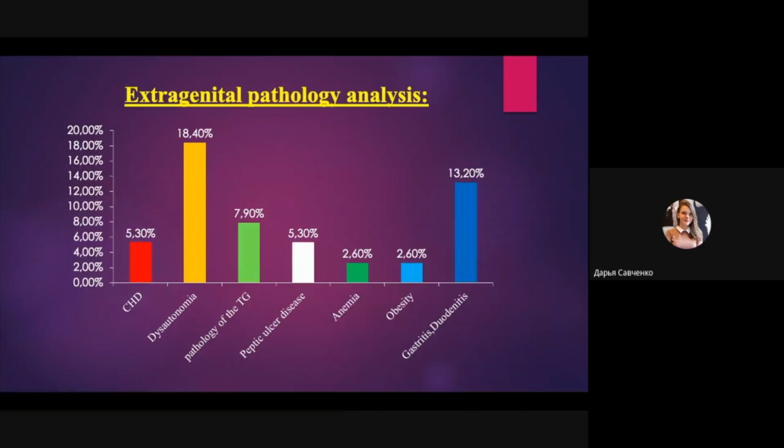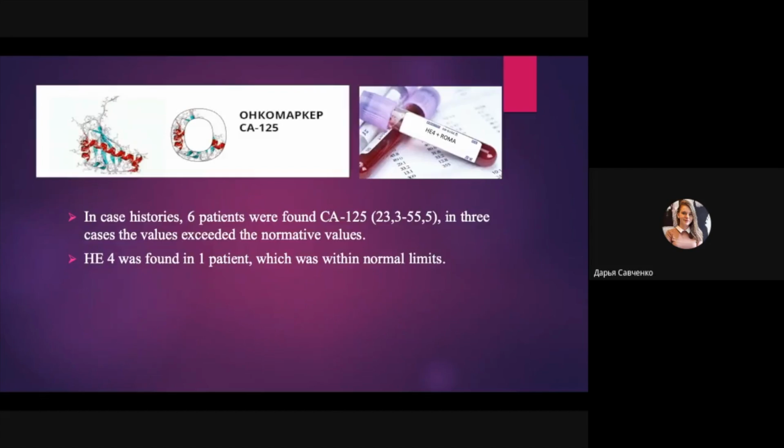We also found extragenital pathology. The most frequent were dysautonomia, gastritis and duodenitis, and congenital heart defects. In case features, in 6 patients CA 125 was found. In their cases, the values exceeded the normative values. HE4 was found in 1 patient, which was within normal limits.